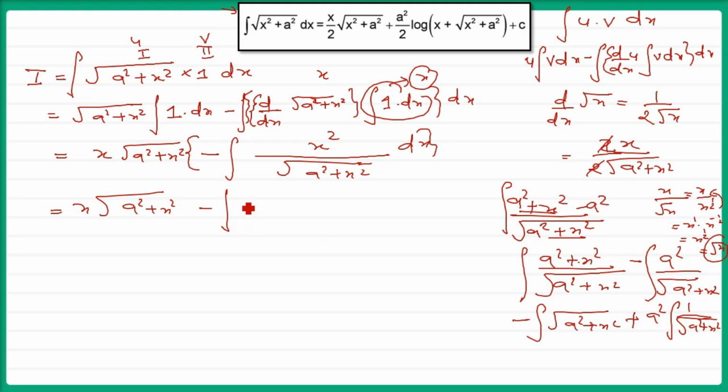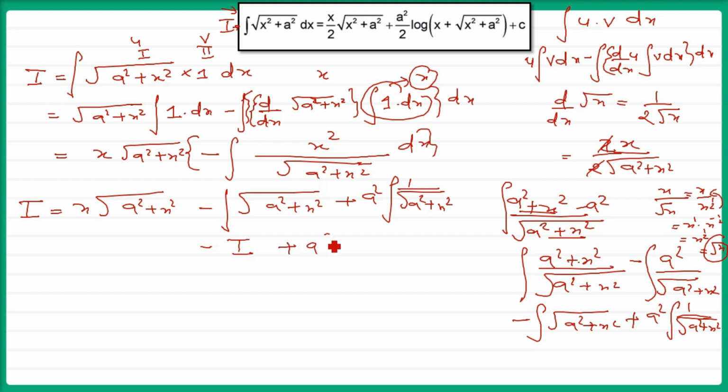Okay. So we have this negative integration of under root a square plus x square first, and the second term is plus a square, which we have already taken out, and integration of 1 by under root a square plus x square, or x square plus a square, you can write any of these. Now what do you see here? This integral of under root a square plus x square is what we have started. This is I only. And what about this one, a square?